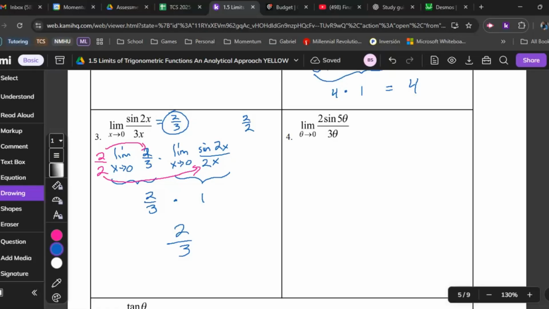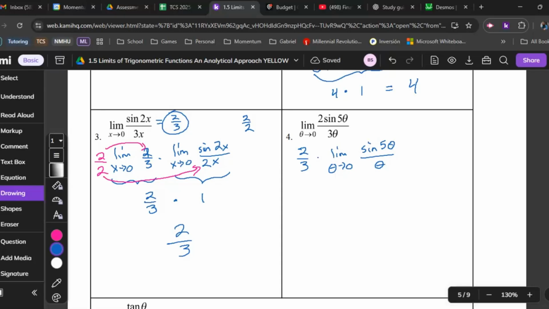I mean, you could, but it doesn't really change anything. Because what's the limit of a constant 2? 2. Right? Doesn't change anything. So look at this one. What are the numbers that I don't need? What's the coefficient that's annoying? The 3 on the bottom and the 2 on top. So I'm literally going to start by just rewriting this as 2/3 times my limit as theta approaches 0 of sine of 5 theta over theta.